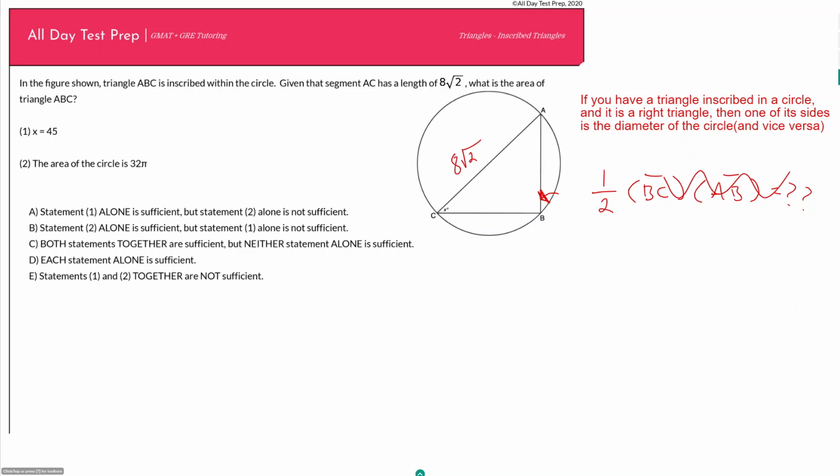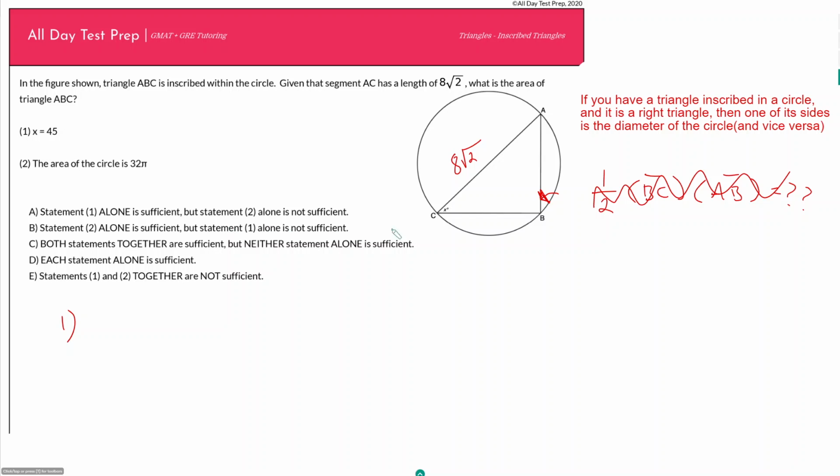And so based on the prompt, really all we can technically do is fill in this value here of 8 rad 2 for AC, which we do not yet know is the diameter or anything like that. It looks like it could be, but remember, figures are not drawn to scale on the GMAT. And so in order to know that AC is a diameter, we would have to know that we have a right triangle here.